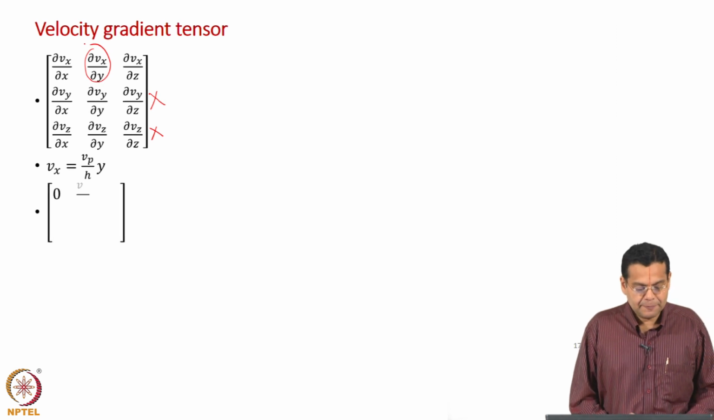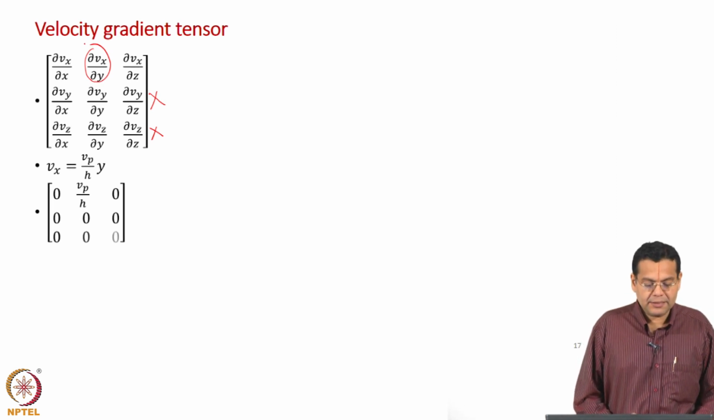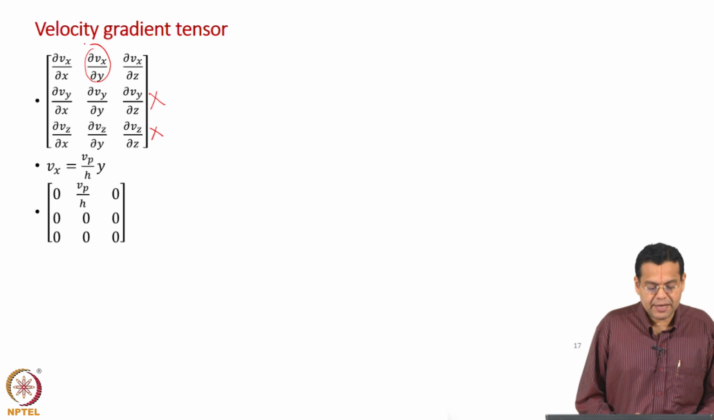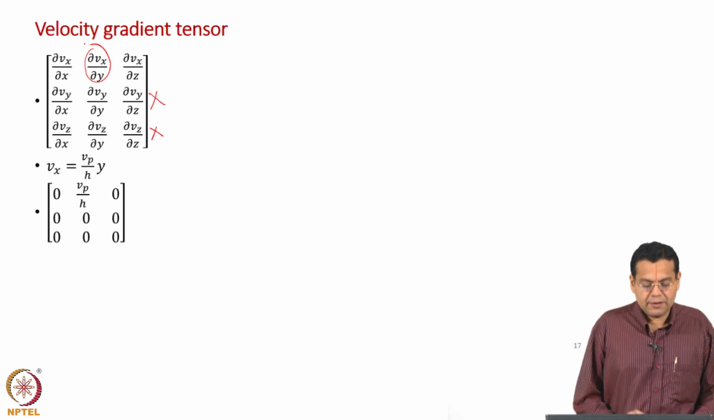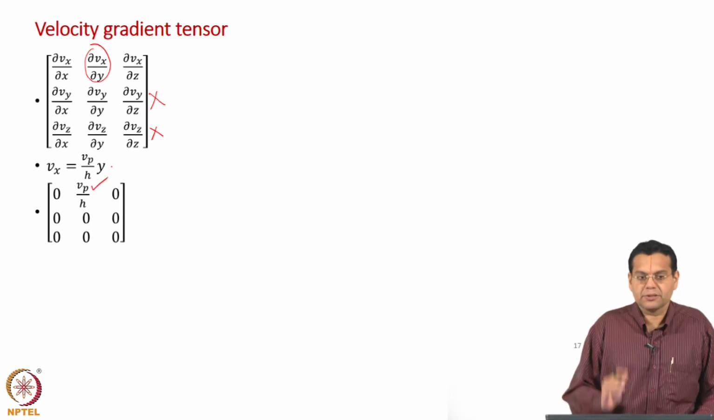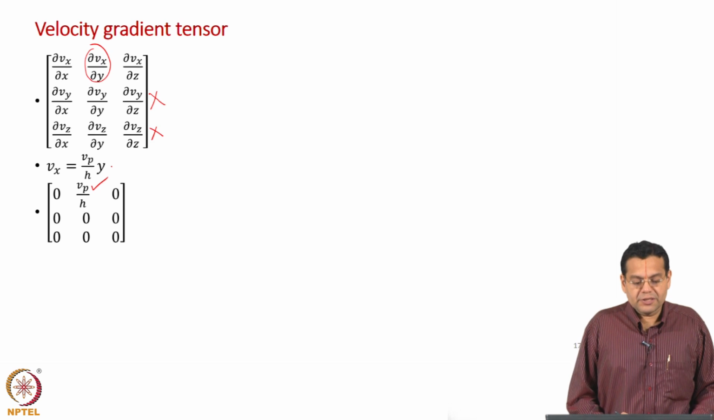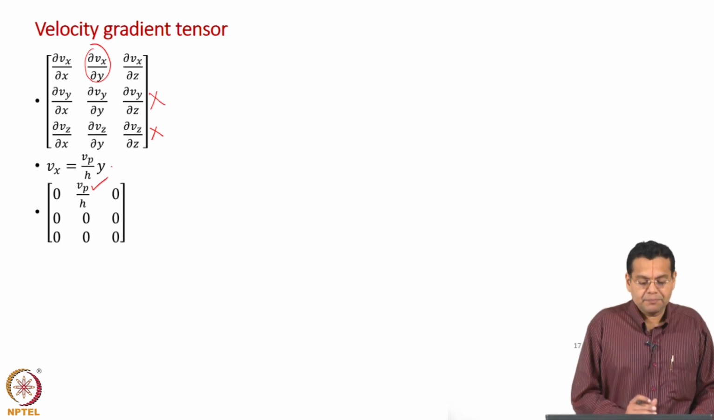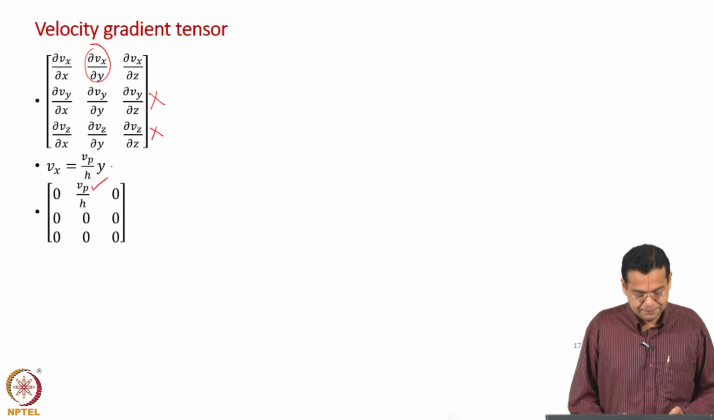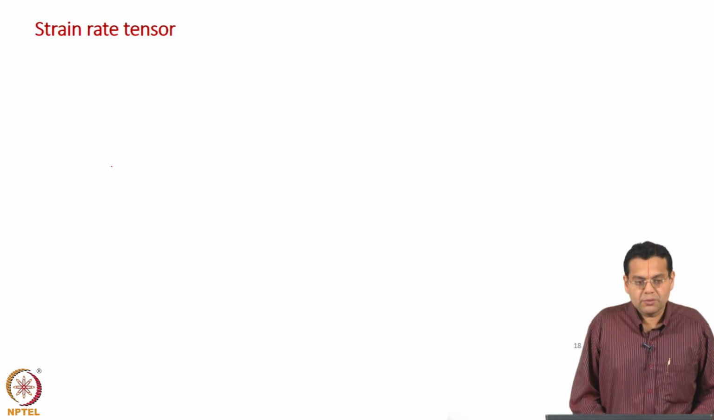So, let us look at that. Partially differentiating V x with respect to y, you get V p by h; all other entries are 0. Earlier, we introduced a physically meaningful tensor, namely the velocity gradient tensor, but now we are able to evaluate it because we have found the velocity profile. Then we introduced the strain rate tensor.